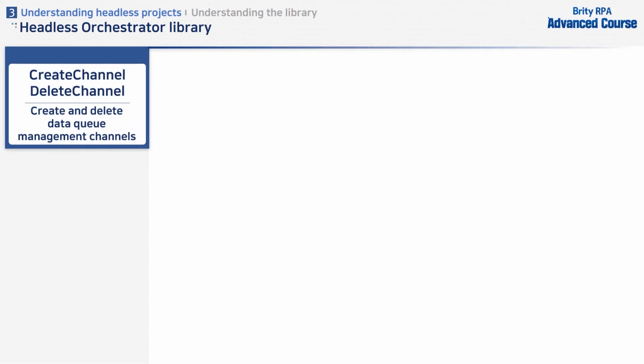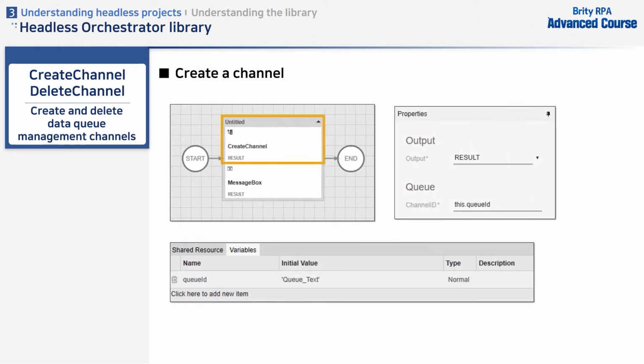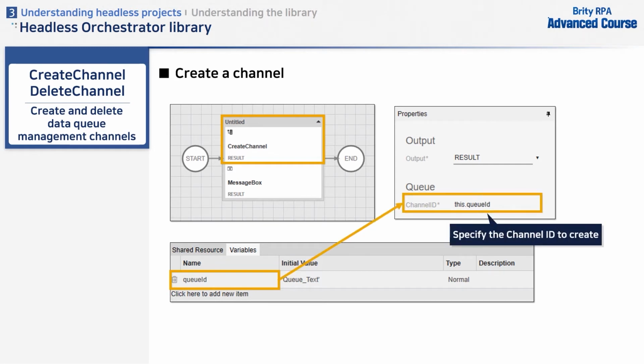Among the activities in the Orchestrator library, the Create Channel and Delete Channel activities are used to create and delete data queue management channels. The Create Channel activity is used to share data among multiple processes, and the required channel ID can be specified by defining a variable in the Properties window. In the Properties window, you can specify the channel ID field to utilize a data queue for exchanging data across different processes via the defined channel ID.